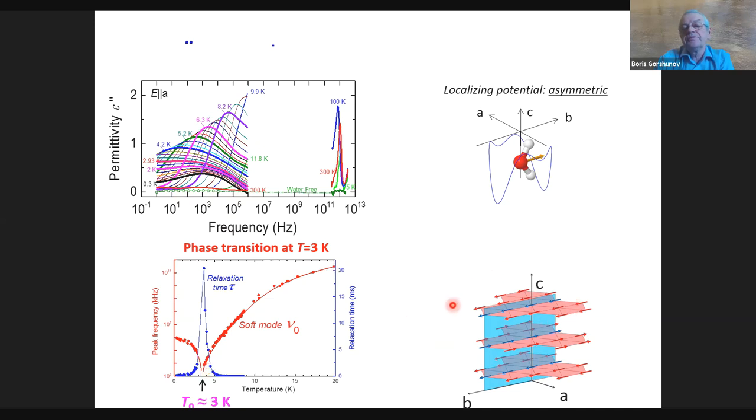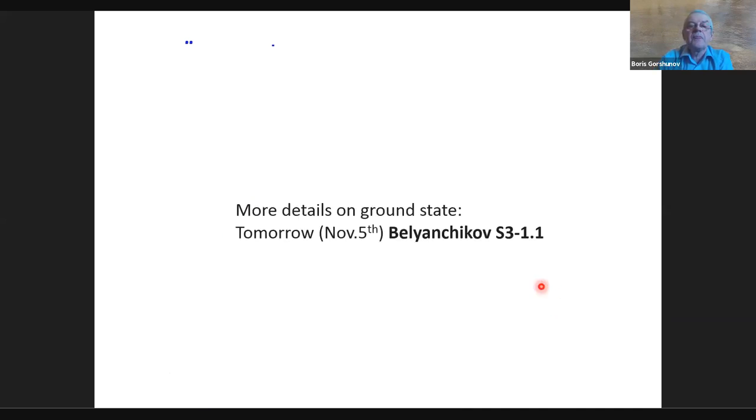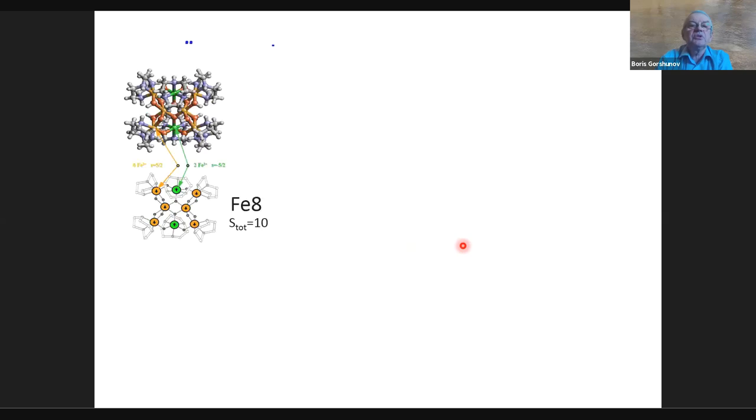And the ground state order is shown here. We have analyzed the data and we have seen that there is a ferroelectric alignment of water dipole moments within the AB planes and antiferroelectric alignment along the C axis, the perpendicular axis. More details about the ground state of those materials will be given tomorrow by our co-worker Belyanchikov in his presentation.